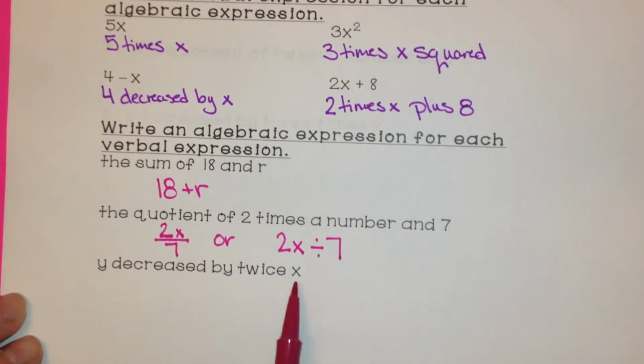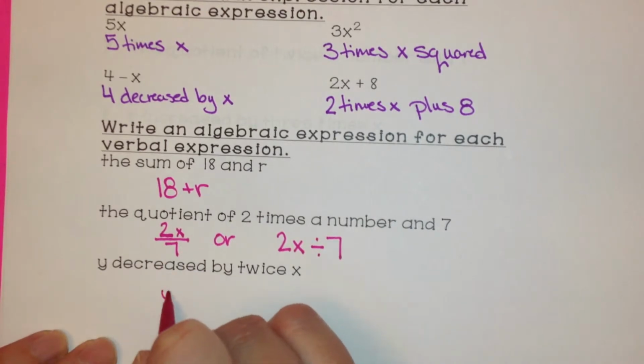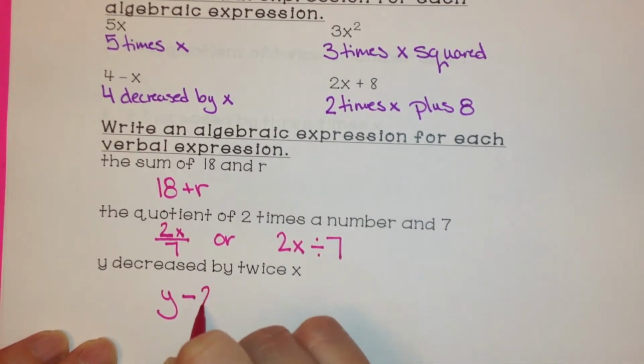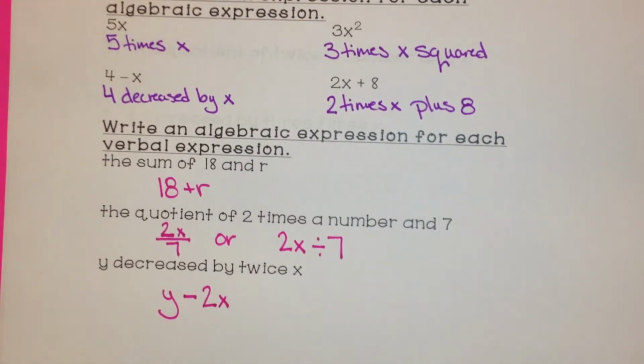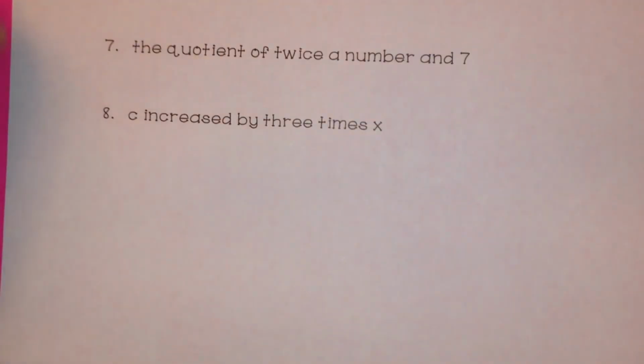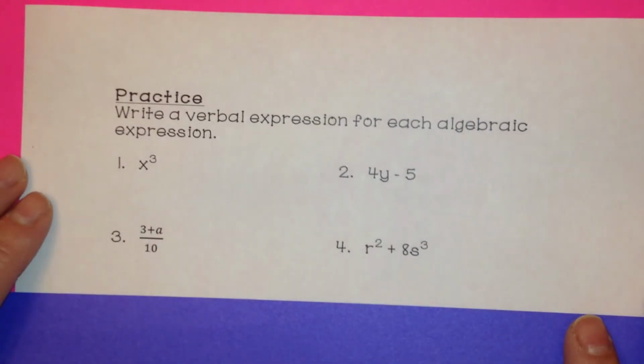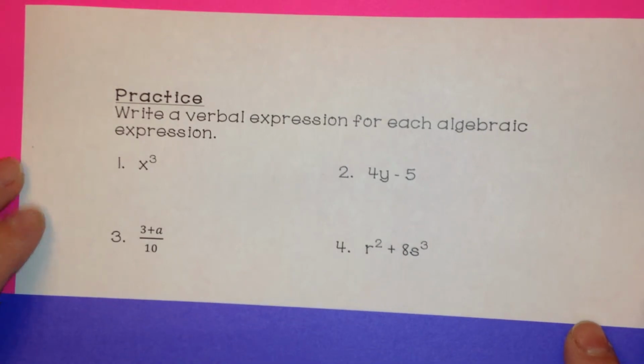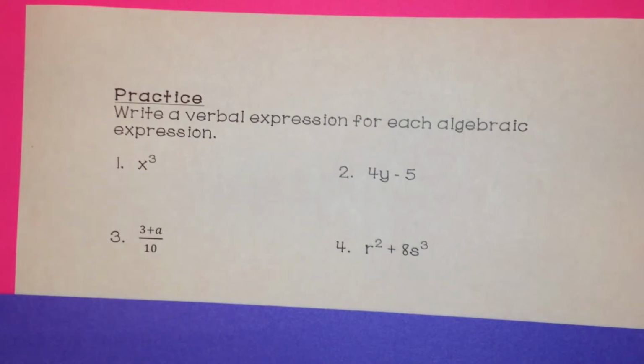y decreased by twice x. So y decreased by, minus, twice x would be 2 times x, or 2x. Okay, so I'm going to let you try a couple. So here are a few. I would like you to write the verbal expression for each algebraic expression. Go ahead and pause it here and press play when you're ready to continue.